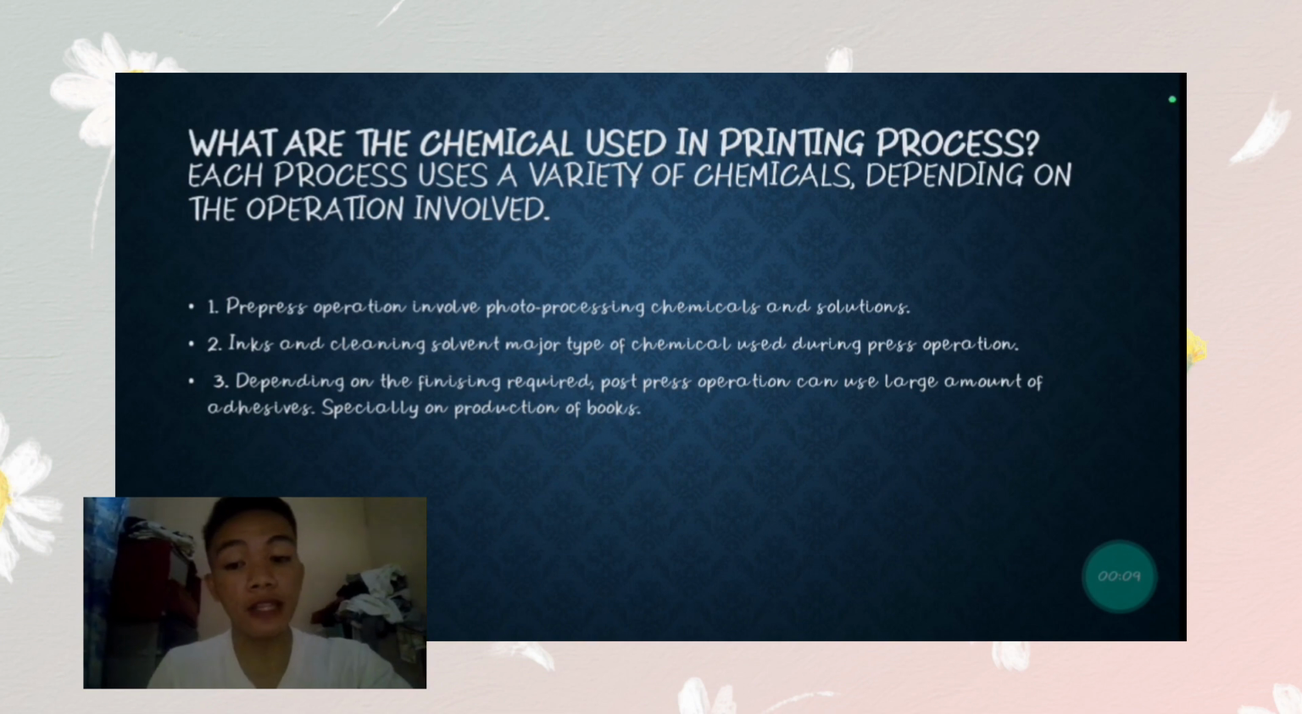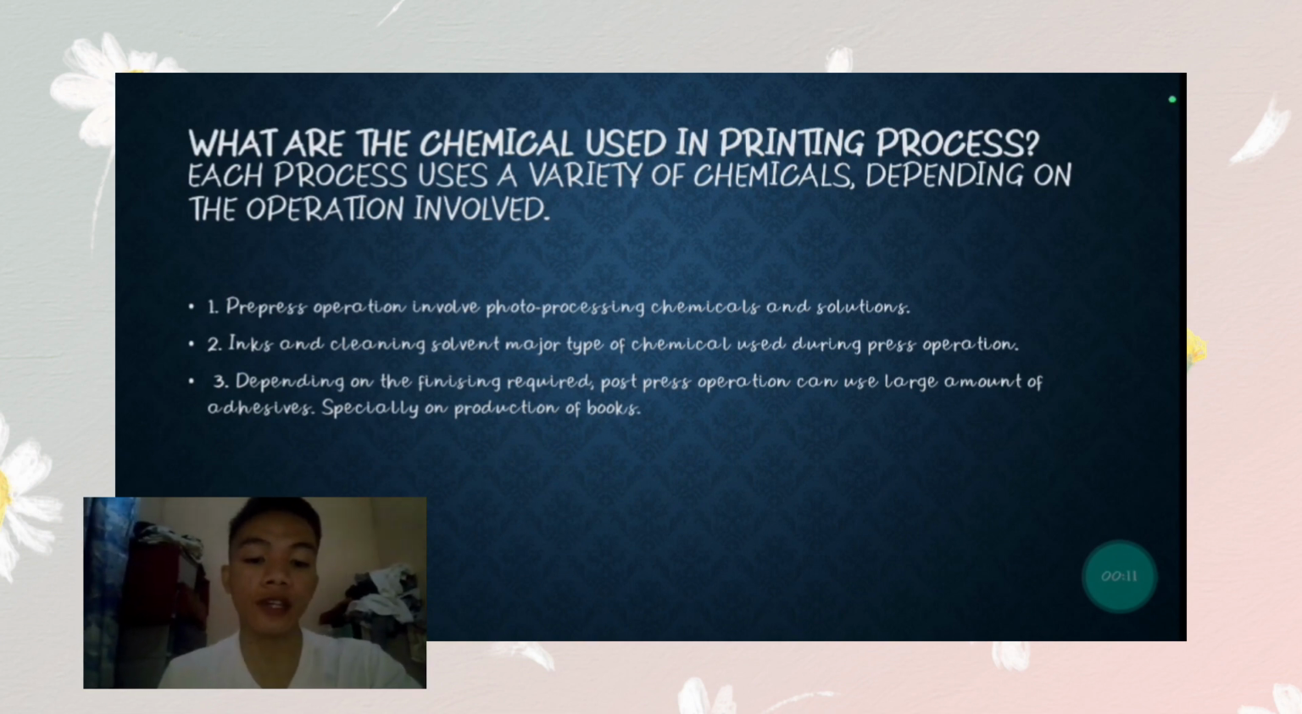Number 3. Depending on the finishing work required, post-press operations can use large amounts of adhesive.